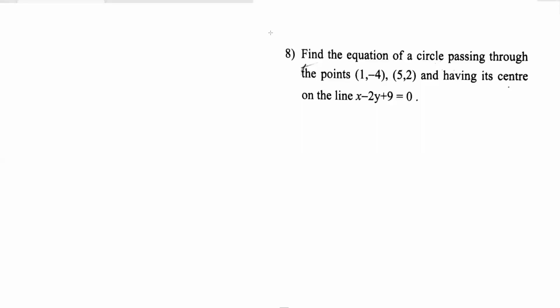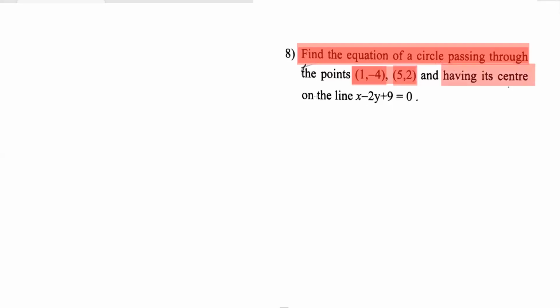Solve question number 8 here. See, what does it say? Find the equation of a circle passing through points 1, minus 4 and 5, 2. They give you 2 points on the circle. The circle is passing through these 2 points, that means these 2 points are lying on the circle, 1, minus 4 and 5, 2.